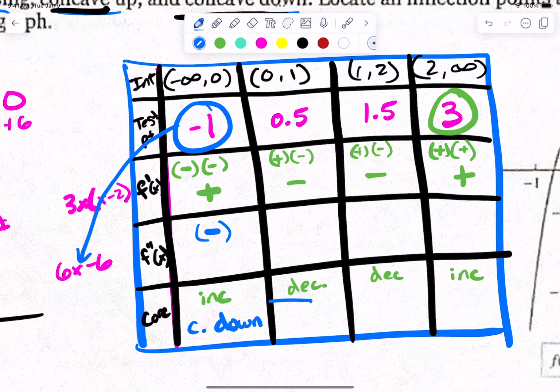Now, we said that these two had to be the same as each other. Can you just pause for a second? Yes. Sure.